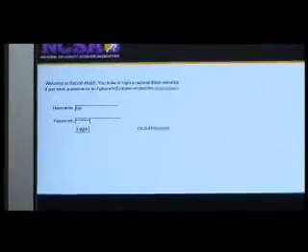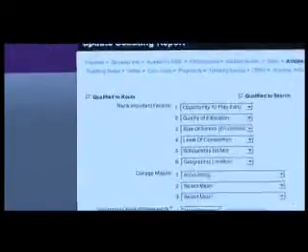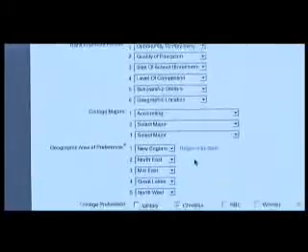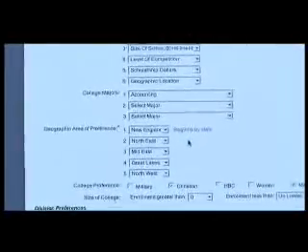Meanwhile, our student athletes update their preferences and tell us what they are interested in. Would they consider a military school or a Christian school? What parts of the country are they interested in?